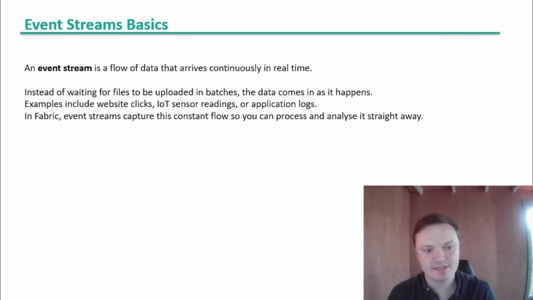So, event streams. An event stream is a flow of data that arrives continuously in real time. Instead of waiting for files to be uploaded in batches, the data comes in as it happens. Examples include website clicks, IoT sensor data, or application logs. In Fabric, event streams capture this constant flow so you can process and analyze it straight away.